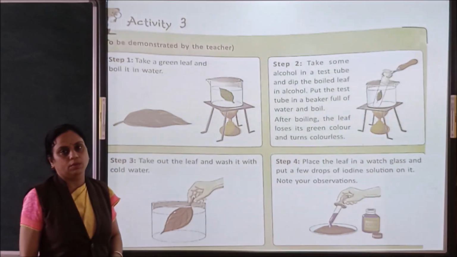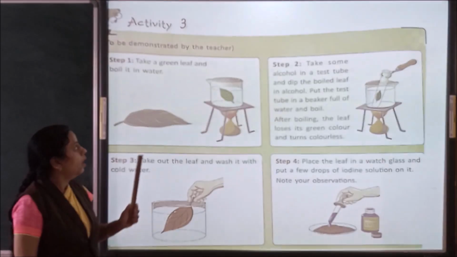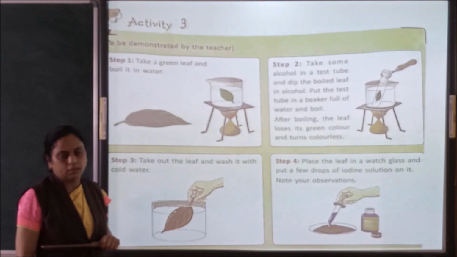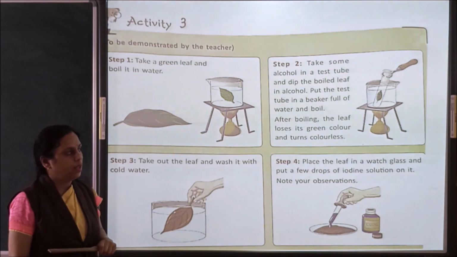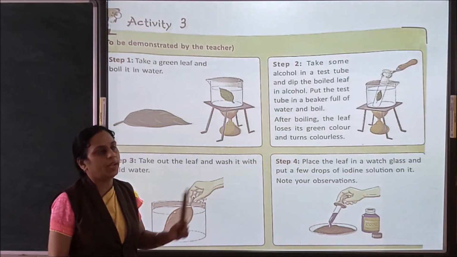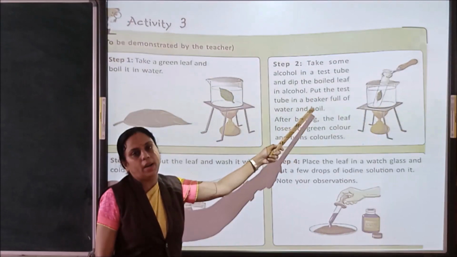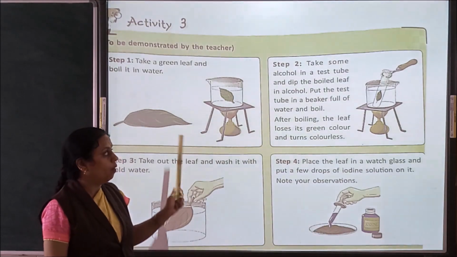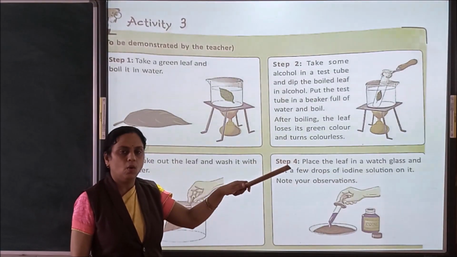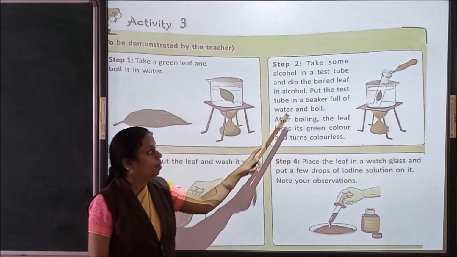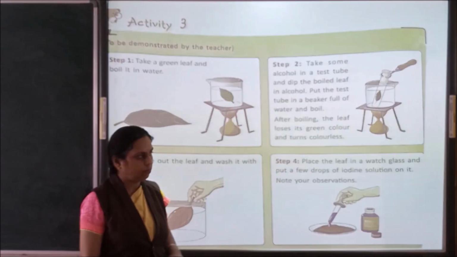Now what we have to do? First of all, we have to take a green leaf and boil it in the water. So in this first picture, the leaf is boiling in this water. Now second step, you have to take some alcohol in the test tube and dip the boiled leaf in the alcohol. Then put the test tube in the beaker full of water and boil again.